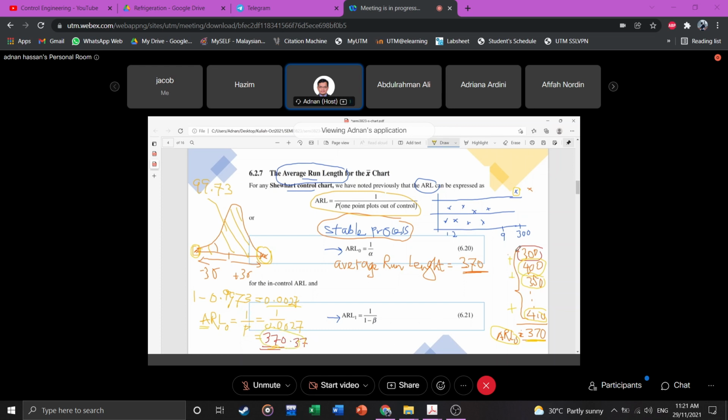If you test it in real life, you will get this. If you run a simulation using random numbers, we also get a number close to 370. If you run a long enough sample, you will get these 370 numbers. So your question is whether it's going to be exactly around this. Yes, it fluctuates between 300, 400, 350, 410, but on average it's 370. Is it clear? Yes. Okay.